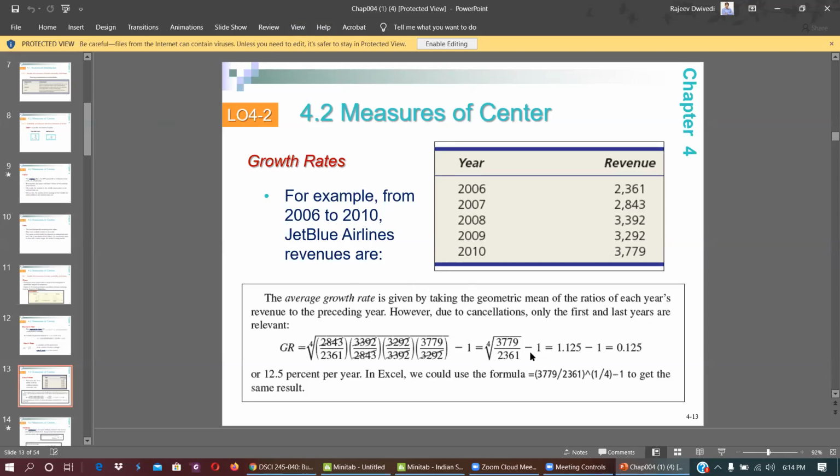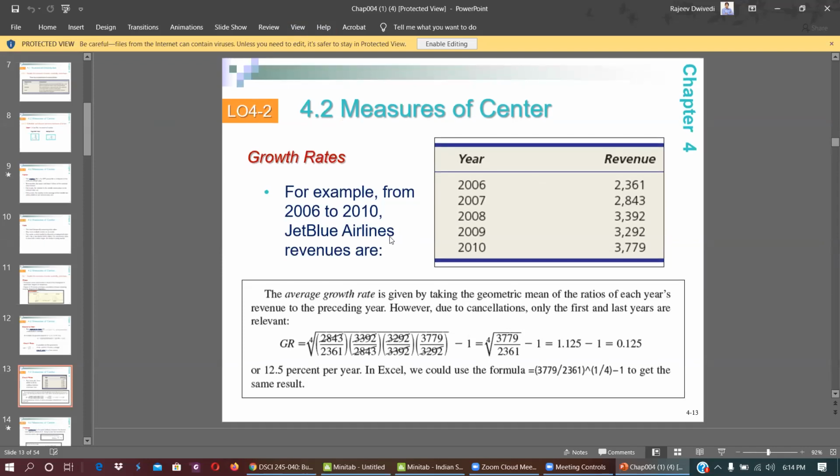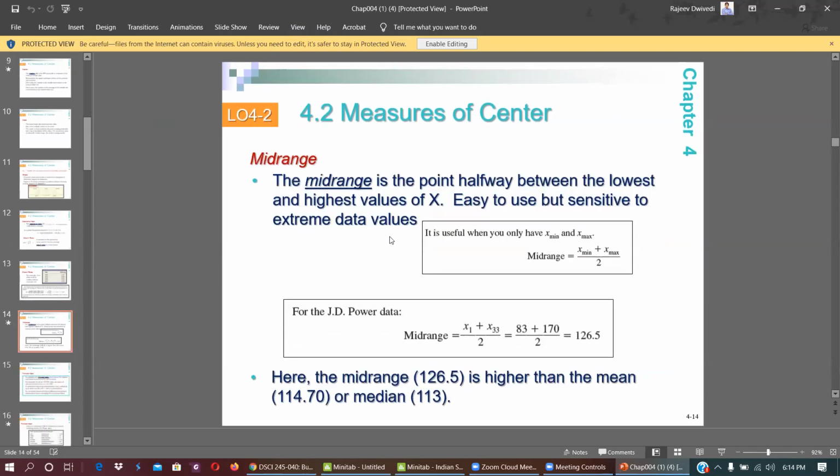So basically, this is the geometric mean formula. So mean, mode, median, and geometric mean, these are the four important things. Now the fifth part is the mid-range. What is the mid-range? The mid-range is the minimum value plus the maximum value divided by 2. So here is the mid-range, the lowest value and the highest value, and that is the mid-range. It is the point halfway between the lowest and highest value of x. So this is very simple.